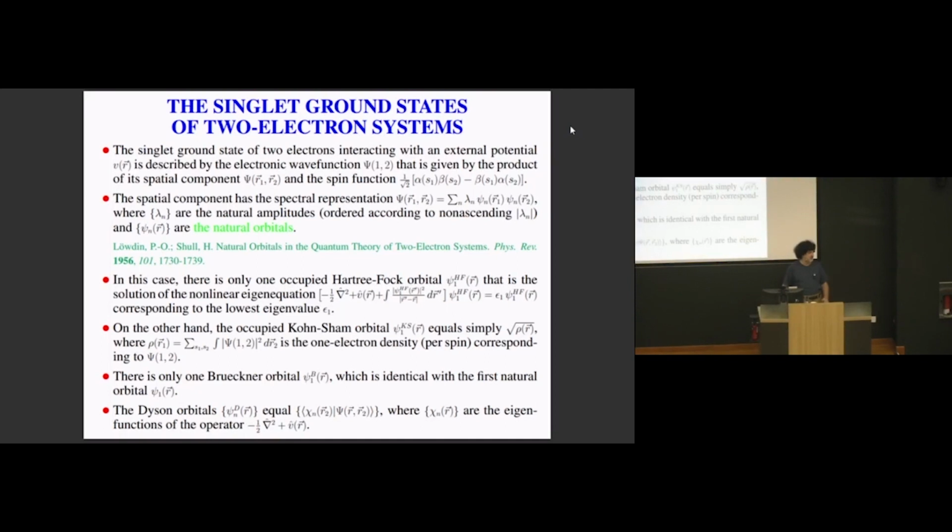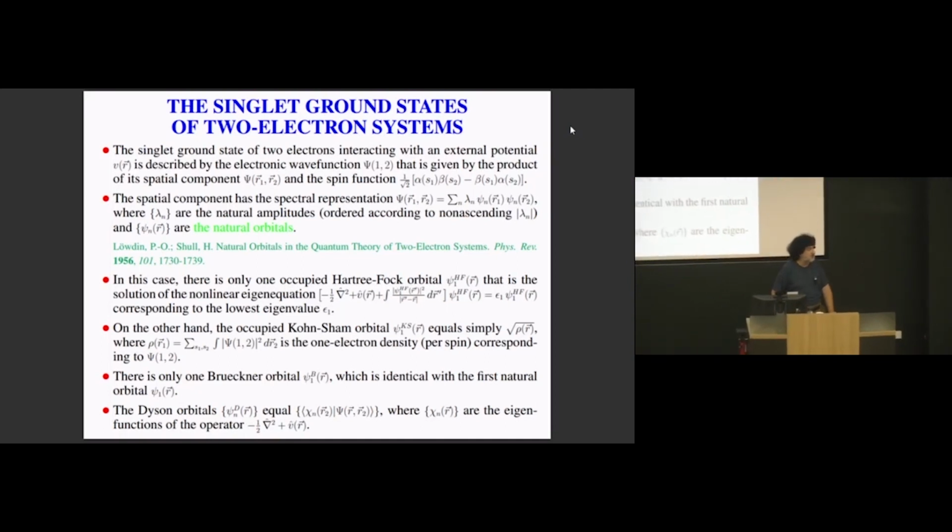We have a single summation, which means that this is the most compact representation of a wave function in terms of 1 electron quantities. And this property is not only a property that works in case of 2 electron systems, but also in a certain sense, which I don't have time to go into details right now, it also works in general systems for any number of electrons and not necessarily in singlet states.